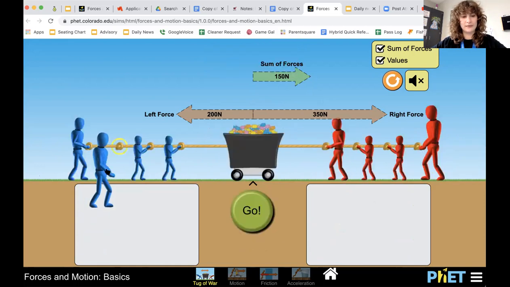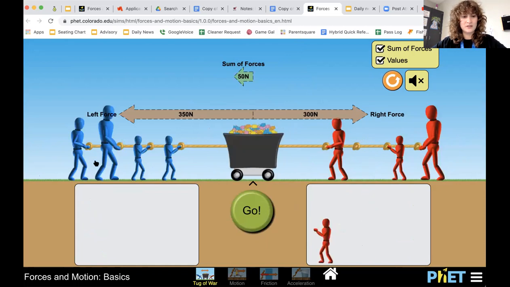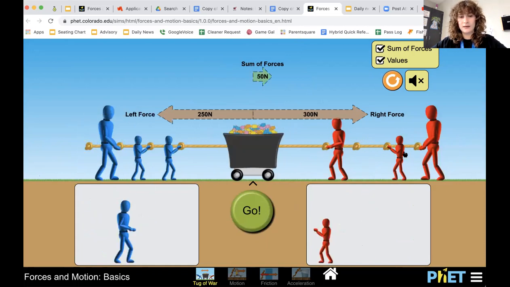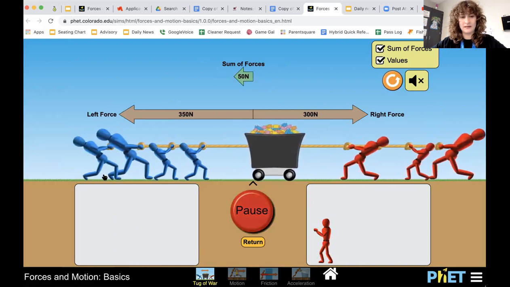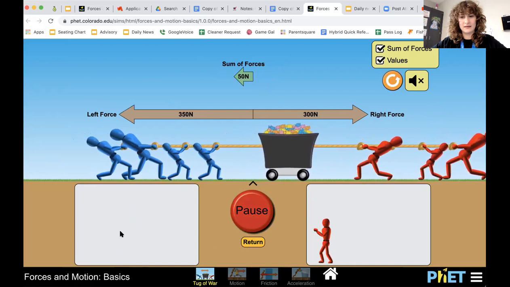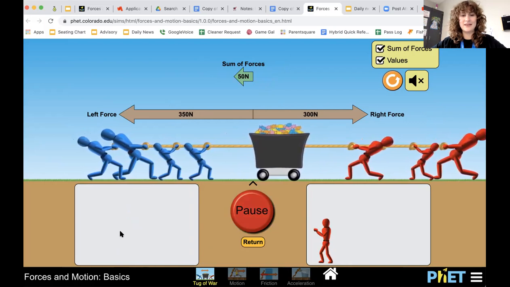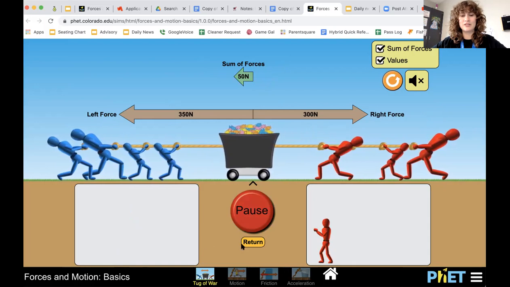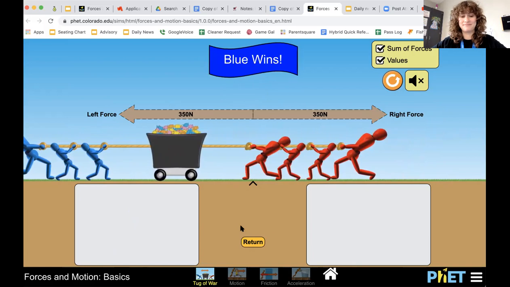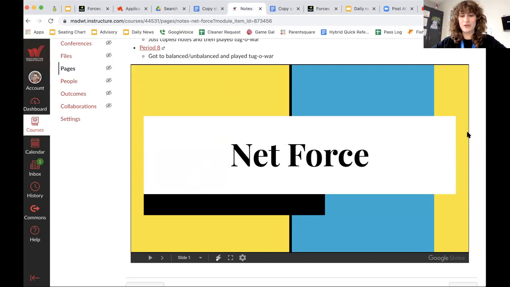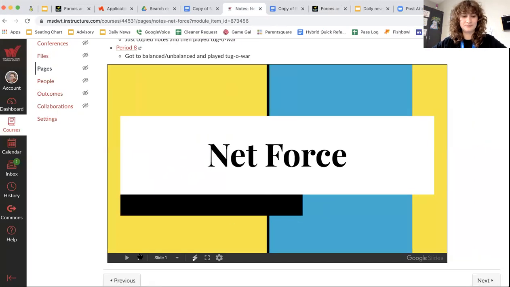All right, blue team, come on. Let's give the blue team a chance. So again, I'm gonna make it so that the red team starts off winning, okay? So 50 newtons of force towards the red. But wait. Okay, they did it. Yay, blue team. Now if I add this, that's not enough to change it. Blue team wins. All right, so let's talk about what we were just doing, which is called net force.